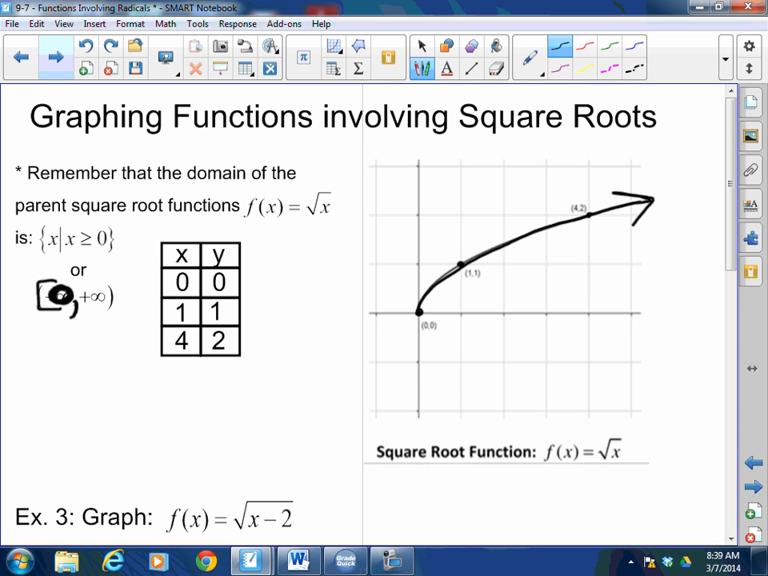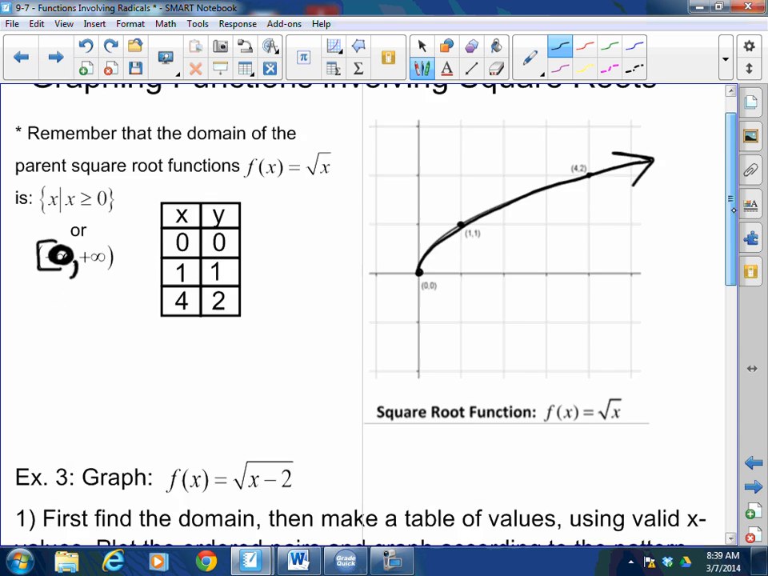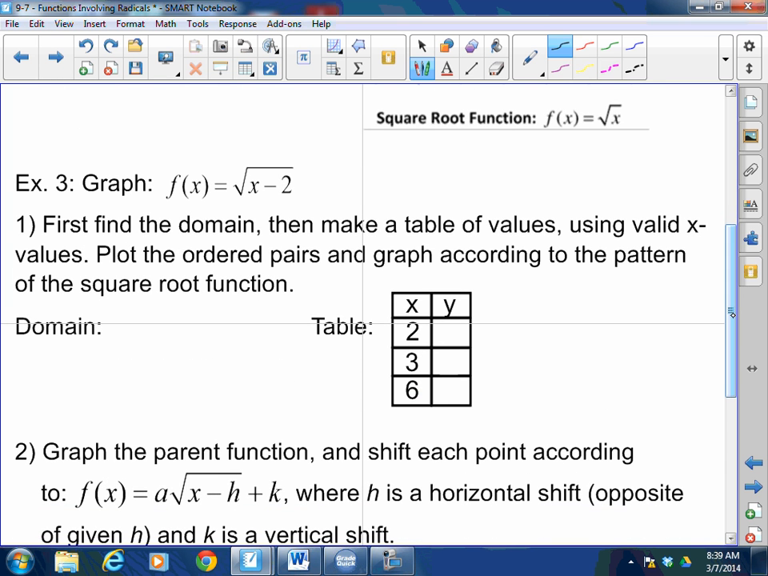How do I graph this? Very simple. Choose table values. First find the domain so you can see what values you have to choose. Then make a table of values using the valid x values. Plot the ordered pairs and graph according to the pattern. So for the domain in this case, set the radicand to greater than or equal to 0. So my domain is x must be greater than or equal to 2.